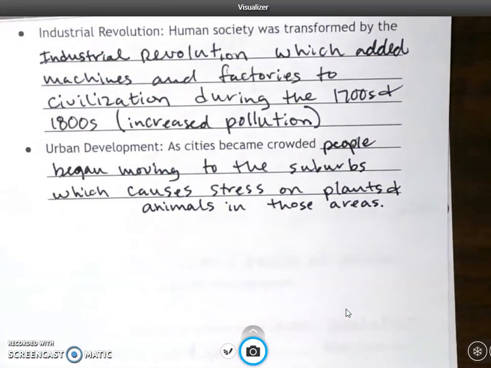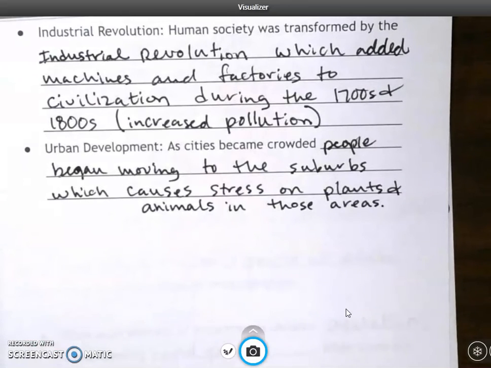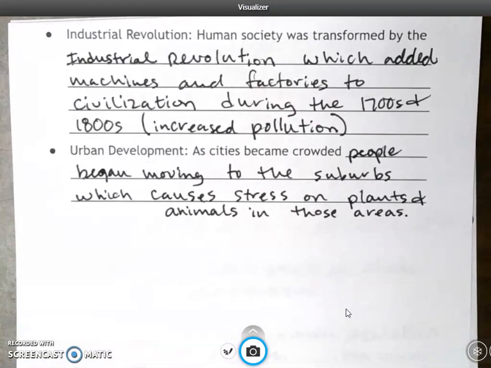All right, so that is how human populations have changed. Those are some of the big factors that began influencing human population.